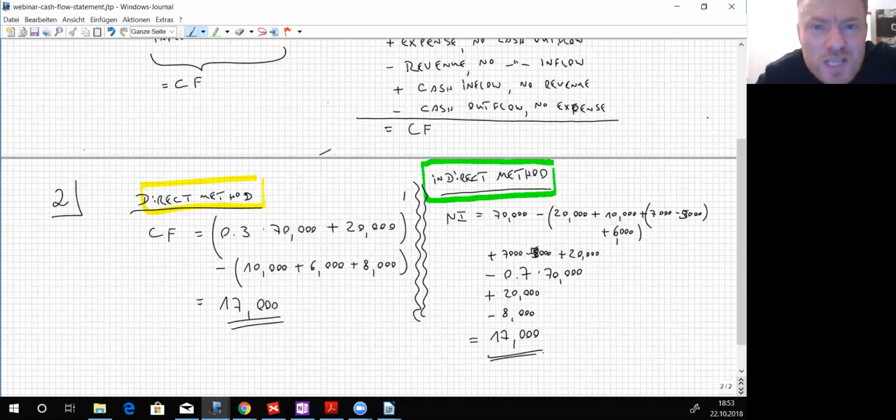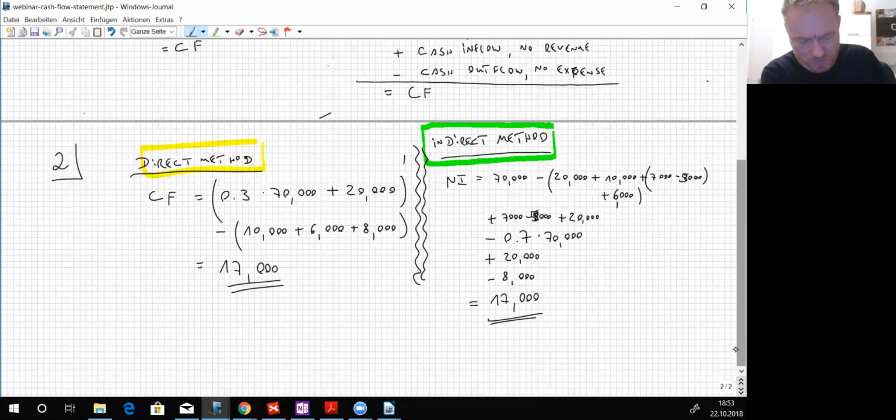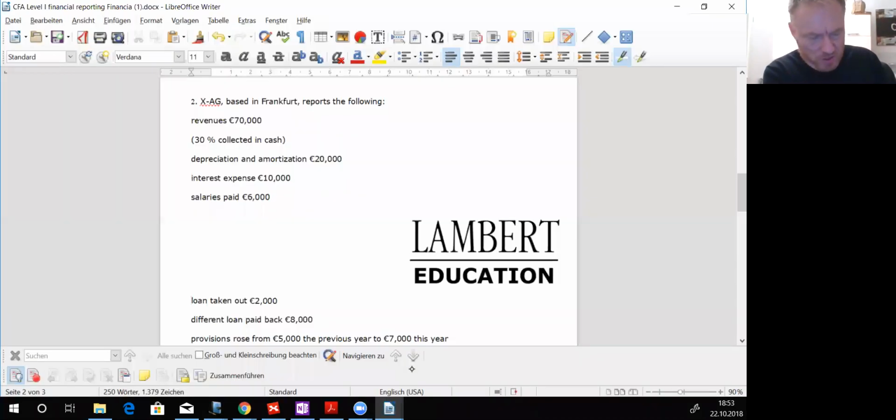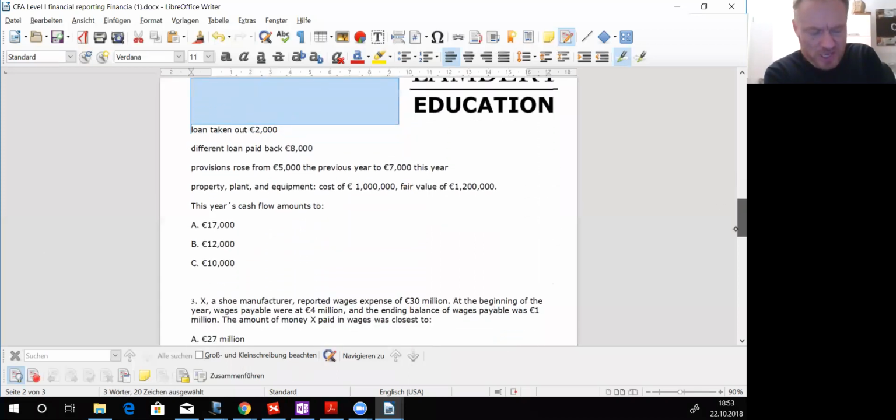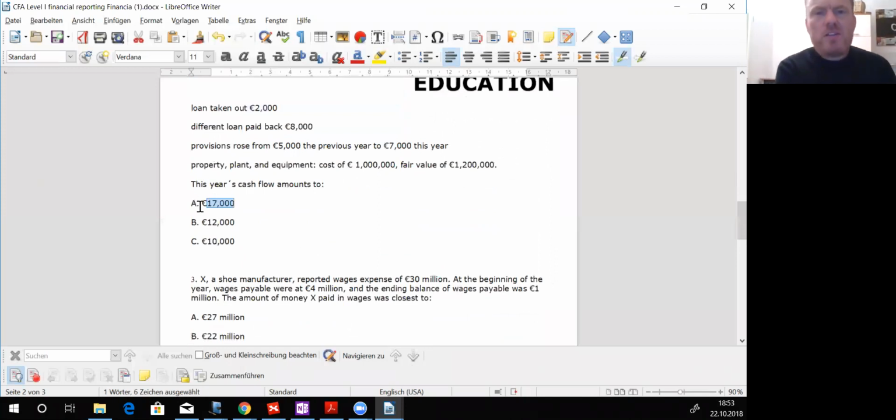Isn't that just great? Because the results are the same. It's not important whether you compute cash flow via the direct method or the indirect method, the results are the same. And that's really great. Now, that was question number 2, 17,000, which means answer A is correct and the rest is not.